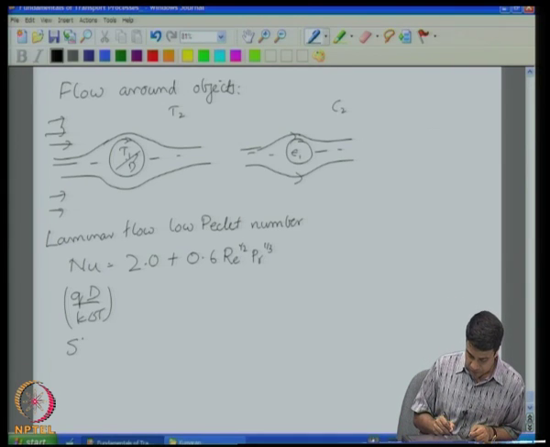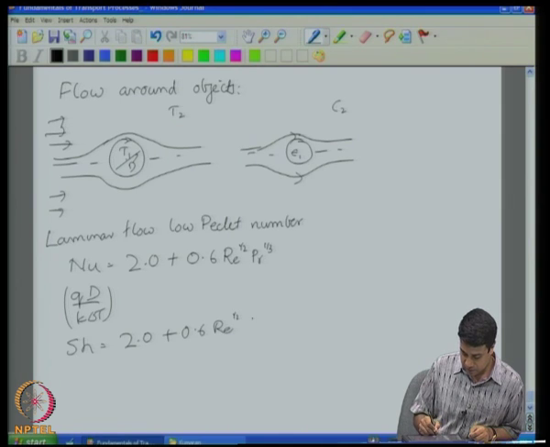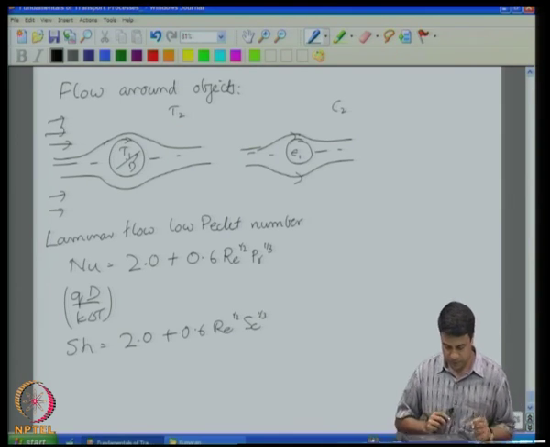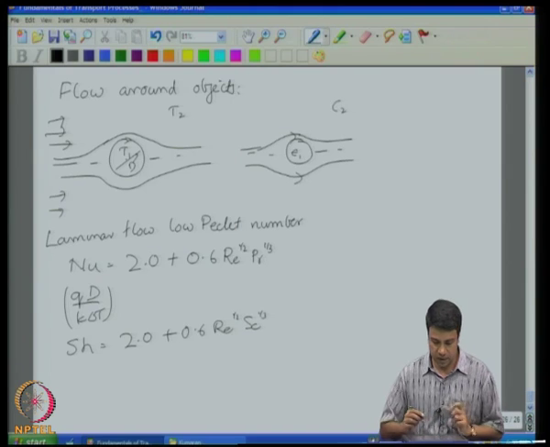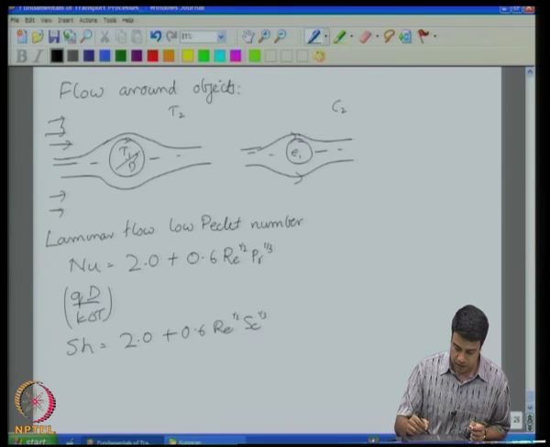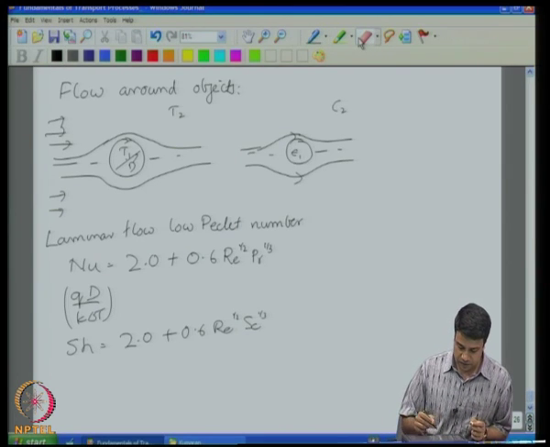Similar for mass transfer, the equivalent is 2.0 plus 0.6 Re power half Schmidt number power 1/3. Okay. So, these are the correlations for low Peclet number for laminar flow. In the limit of high Peclet number, convection is becoming important. In the limit of high Peclet number, convection is dominant, and because of that I will have different forms of correlations.